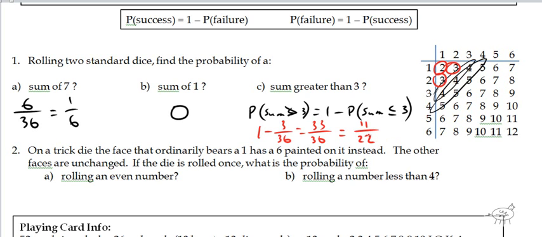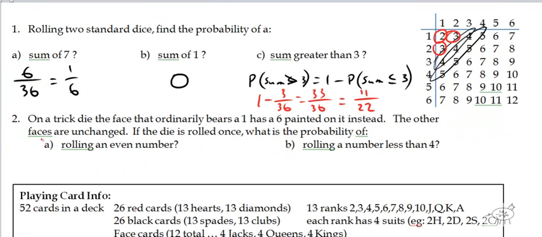Okay, not bad. Number 2, on a trick die, the face that ordinarily bears a 1 has a 6 painted on it instead. The other faces are unchanged. If the die is rolled once, what is the probability of rolling an even number? So I'm only rolling 1 die now, so I'm not using this dice chart, but this is what I basically have.